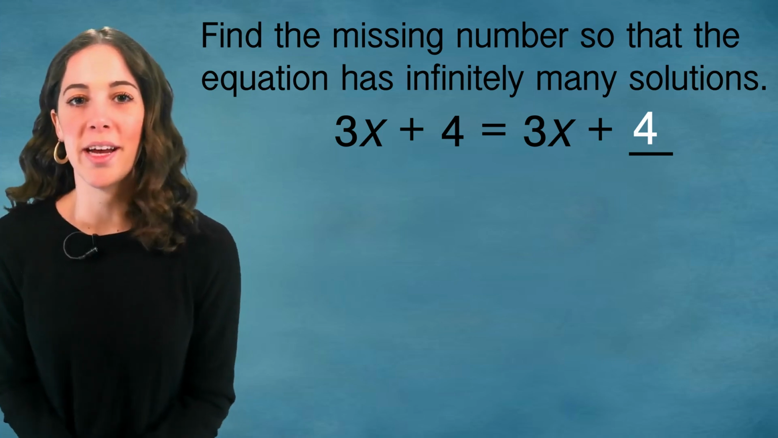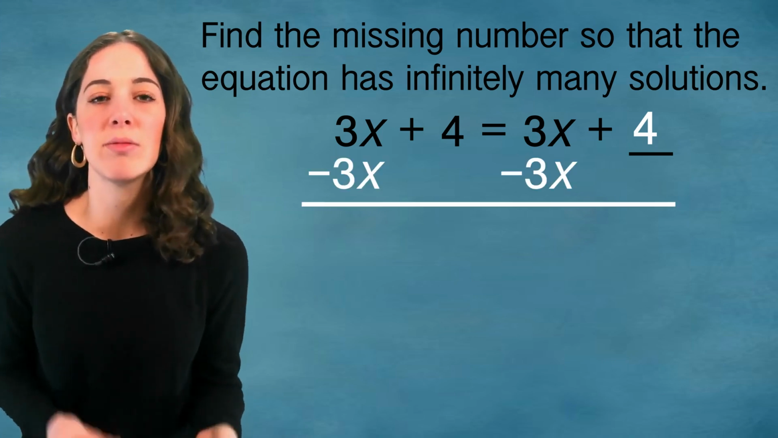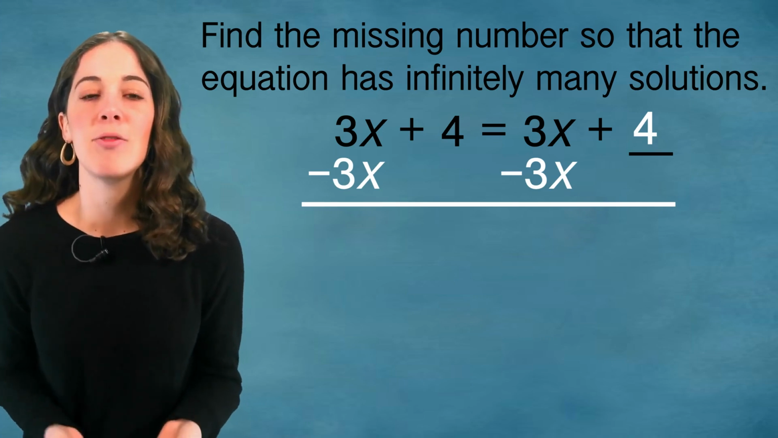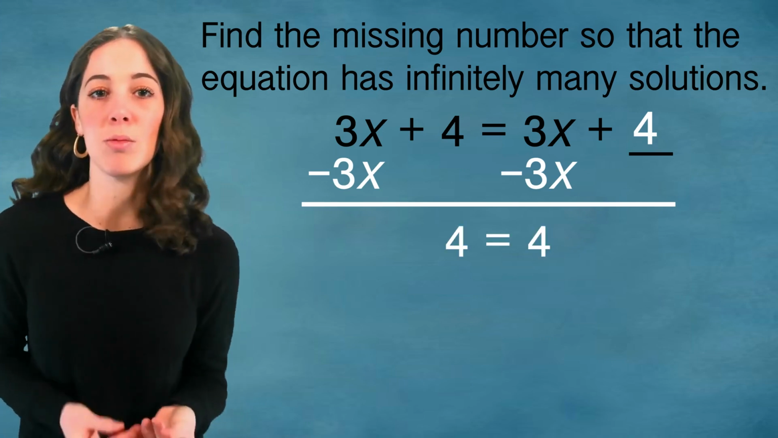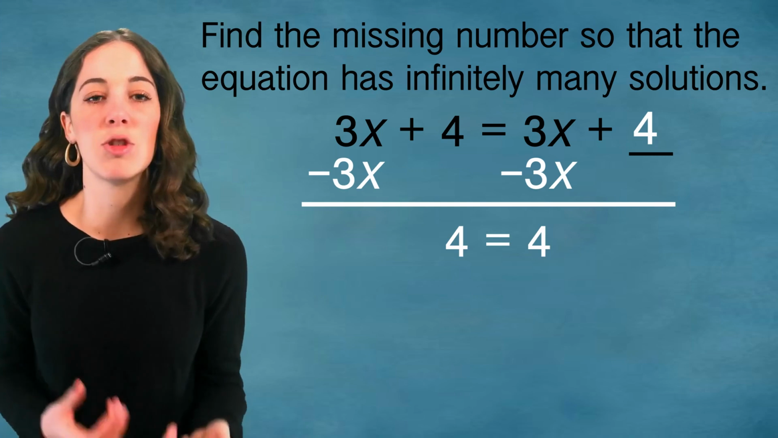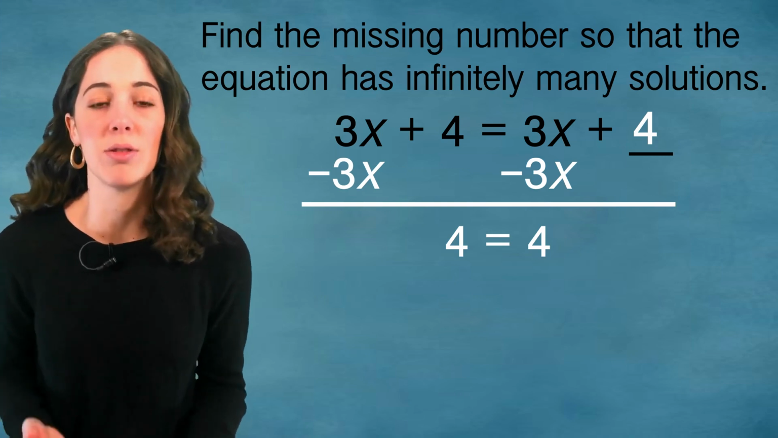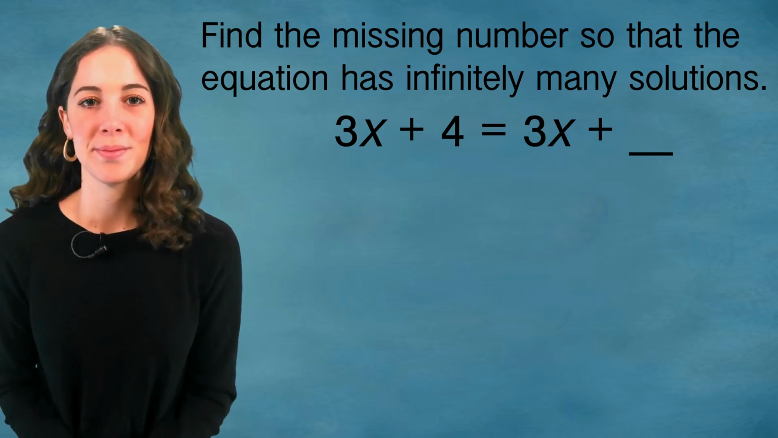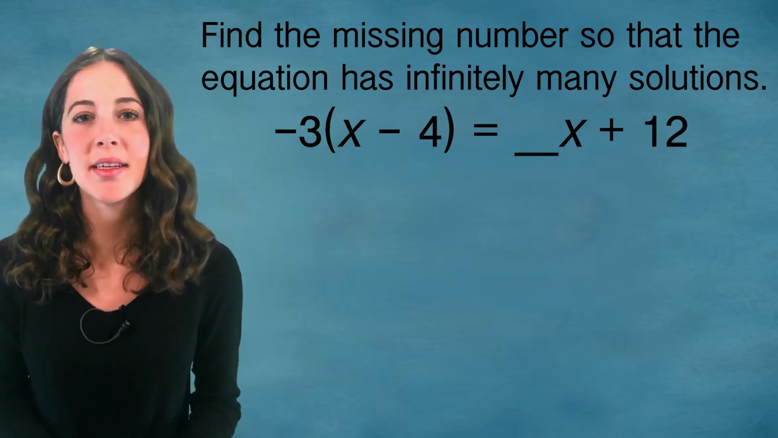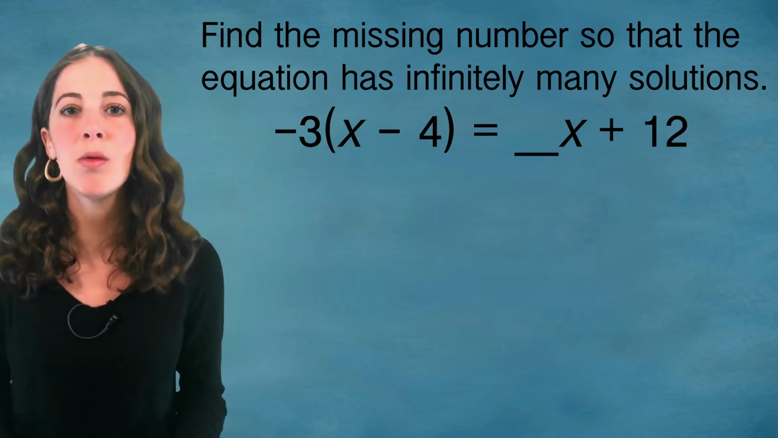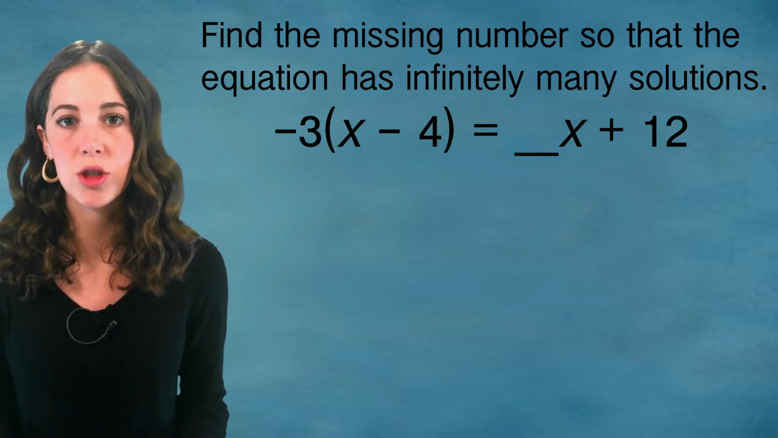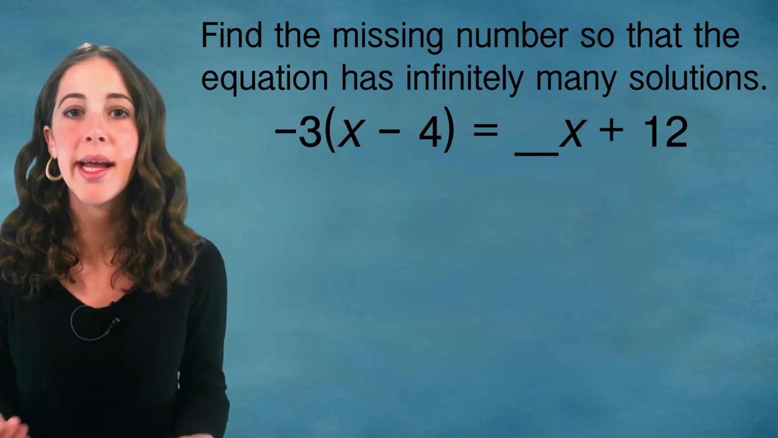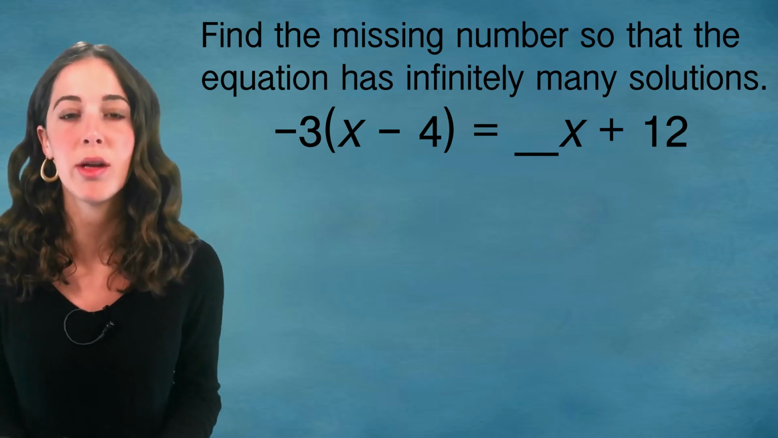If I wanted to check my answer, I could start by subtracting 3x from both sides. When I subtract 3x from both sides, I am left with the true statement that 4 equals 4. Since this statement is true, I know I have solved this equation correctly and that the missing constant is 4. For this example, we are again asked to find the missing number so that our equation has infinitely many solutions. This means we are looking for identical variable terms and constant terms on each side of our equation.